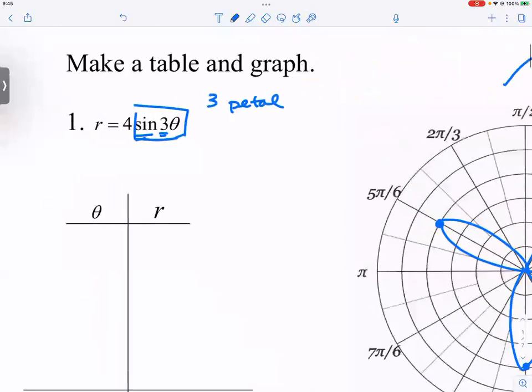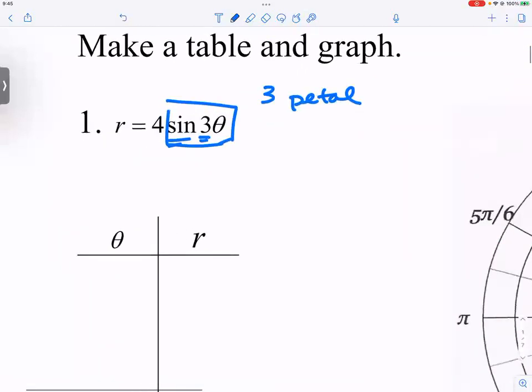Good question. So how do you know how far? Well, this is how you should be thinking when you analyze your equation. This is 4 times sine 3 theta. The sine 3 theta part could be as great as 1, and it could be as small as -1. If you consider the maximum r, that will be 4, because 4 times 1 is 4.